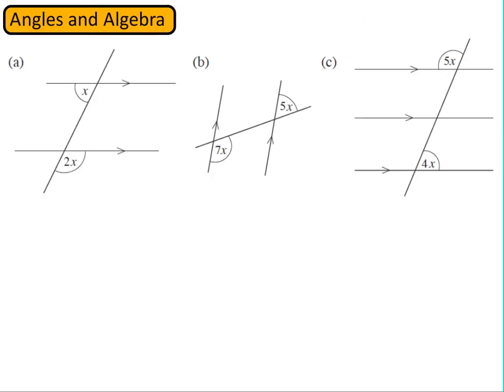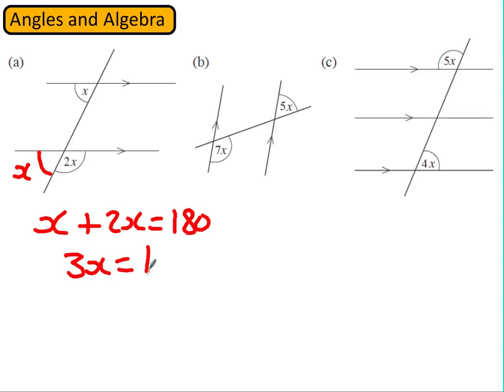Okay, the last question is a little bit tricky. This involves some algebra as well as angles. Let's see if we can work these out. So let's look at the first one. If we see x there, well, that also means that this value here is also x, and these two angles are on a straight line. So that means that x plus 2x must add up to 180. So 3x is equal to 180. So that means that x is 60 degrees by dividing 180 by 3.